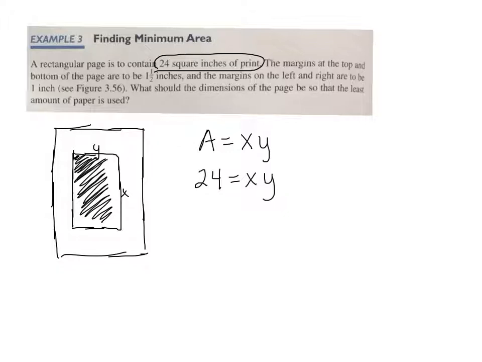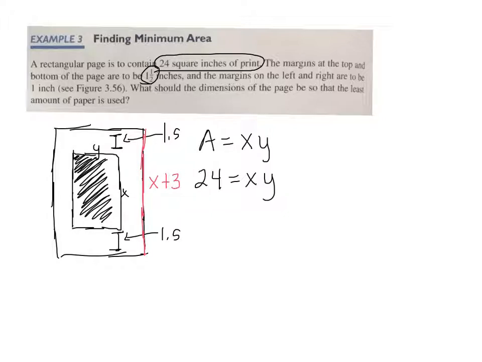Now it says right here that the distance from here to the top and from here to the bottom has to be how much? The margins at the top and bottom have to be 1.5 inches. So this distance here is 1.5 inches, and this distance here is 1.5 inches. So the overall length of the page right here is how much? X plus 3. Good, X plus 3, exactly.